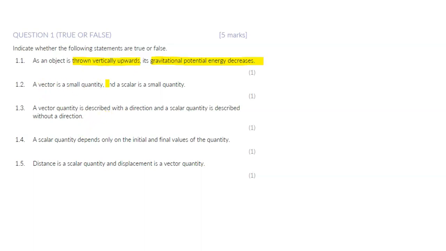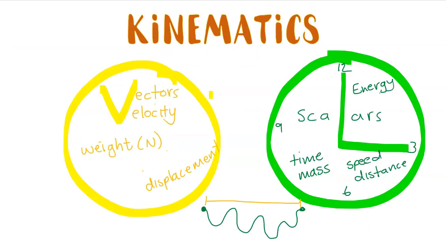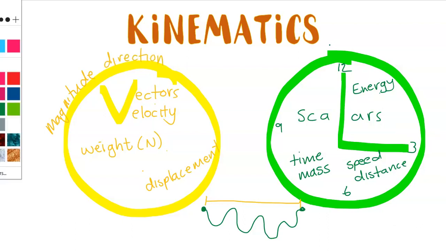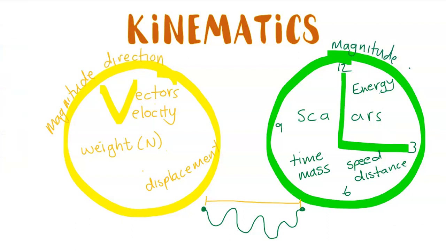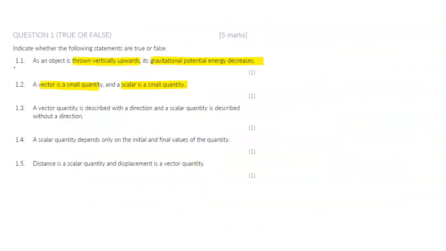A vector is a small quantity. A scalar is also a small quantity. Okay, so now let's just go back. With vectors and scalars, the fact that it's a vector only tells me that it has magnitude and direction. So it has a size and it has a direction, where scalars have magnitude only. So the fact that something is a vector doesn't tell me if it's a big magnitude or a small magnitude. It doesn't tell me anything about the size. The fact that it's a vector or a scalar only tells me, does it have direction or does it not have direction? So just off the bat, this one will be false.